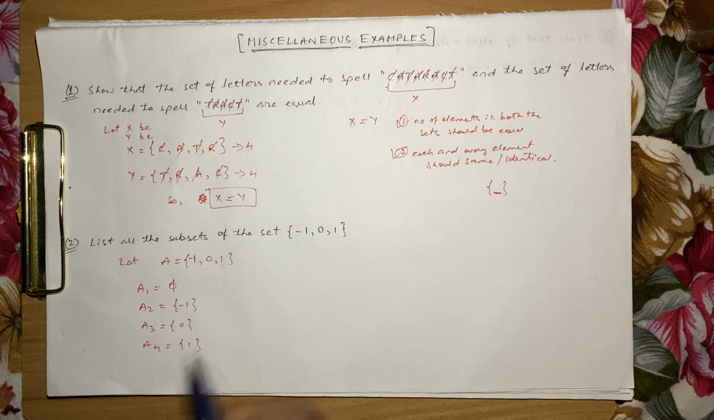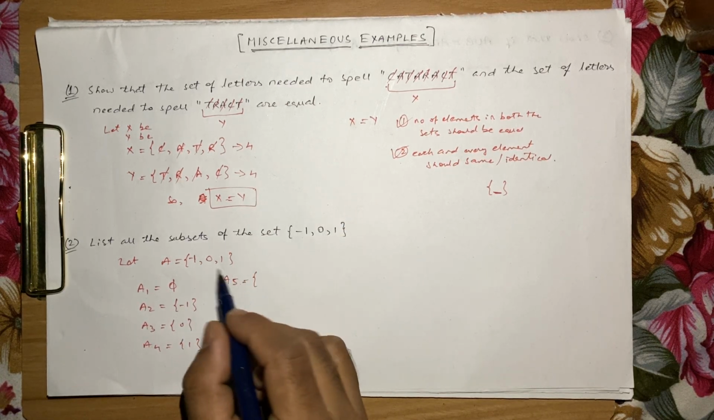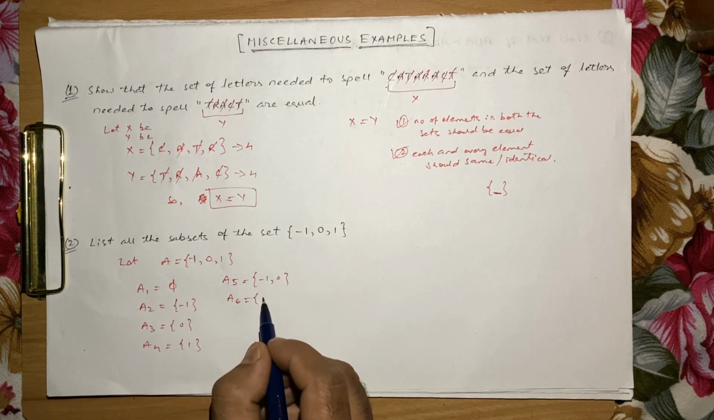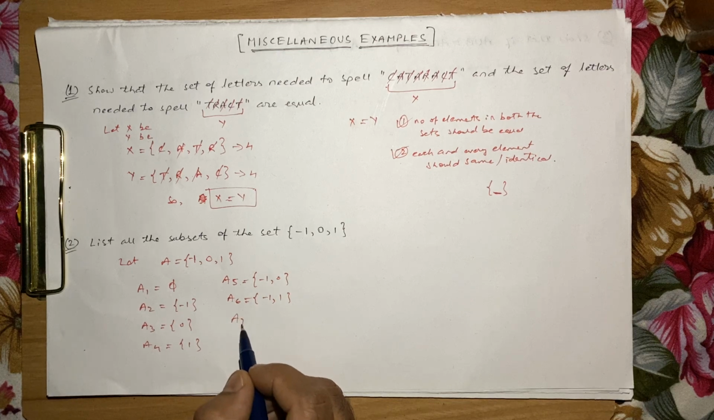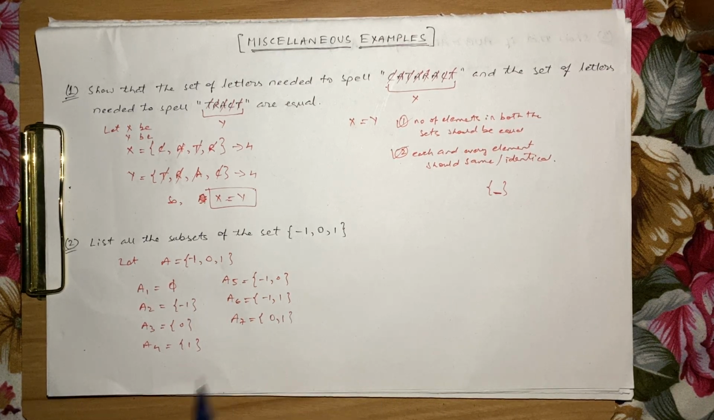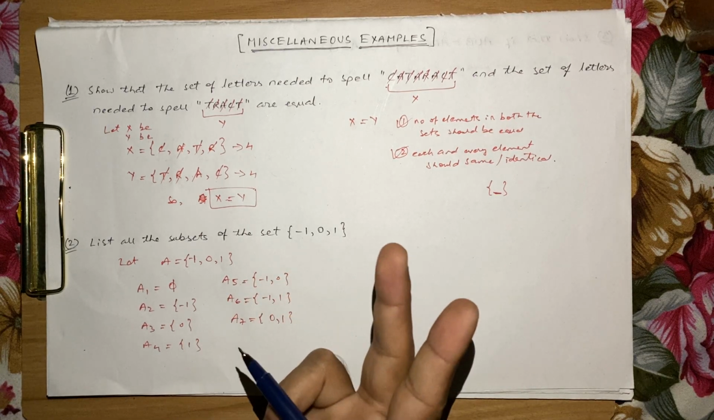In this way, now we'll take two elements at a time. So A5 will be what? Two elements at a time. Let's take -1 and 0 first. A6 will be what? -1 and 1, let's say. A7 will be what? Any other combination: 0 and 1 together I can do, right? So these are all the possible combinations when I take two elements at a time.